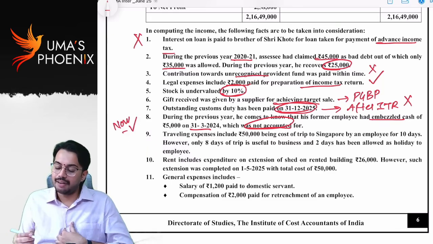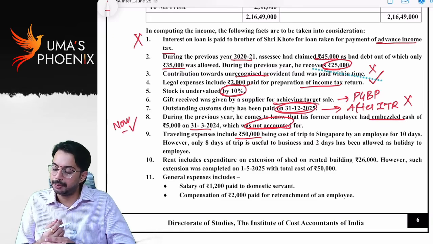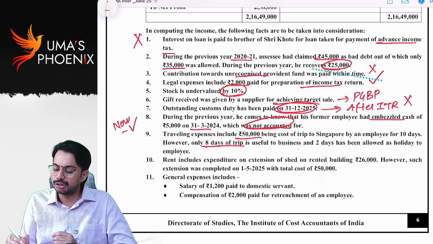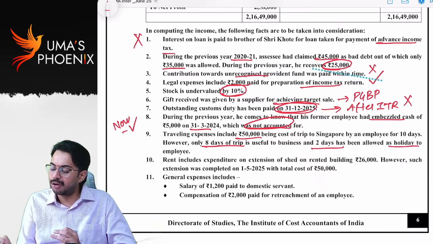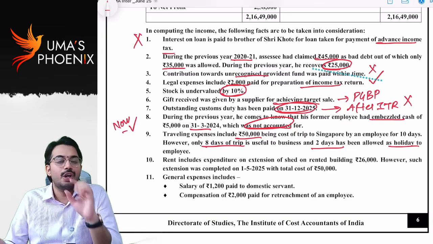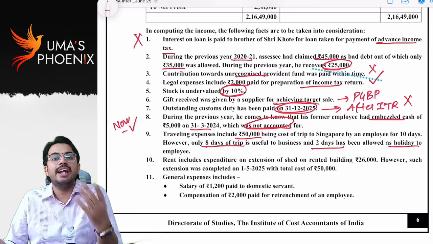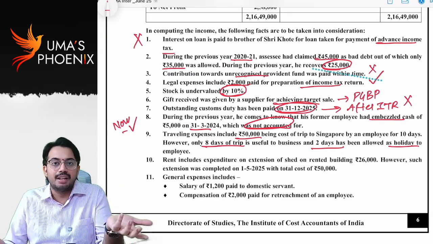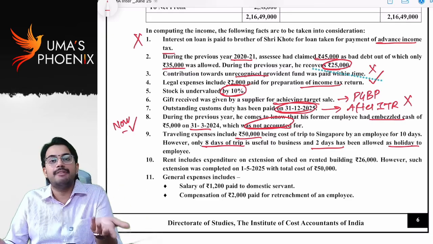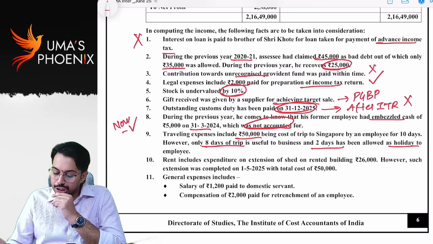Traveling expenses include 50,000 being cost of trip to Singapore by employee for 10 days. However, only 8 days of trip is useful and 2 days has been allowed as holiday. He is not going on a vacation; he is going for business meeting. Out of 10 days, 8 days he attended business. 2 days he spent time there. So it can be considered as staff welfare expenditure and total 8 days expenditure are allowed as deduction.